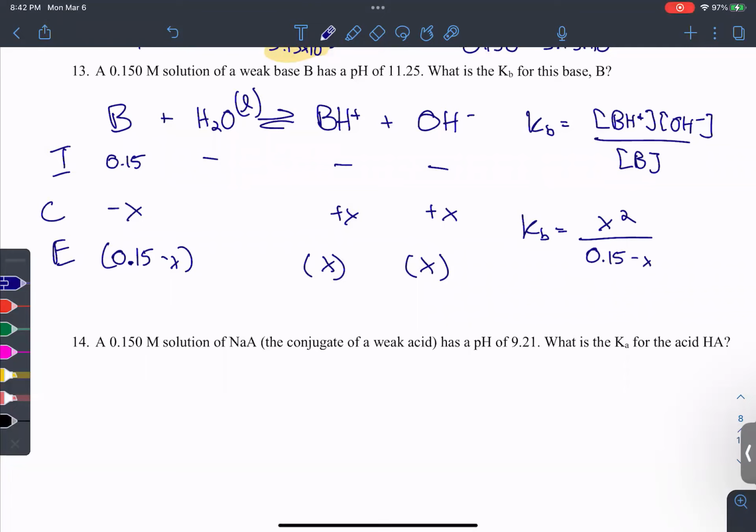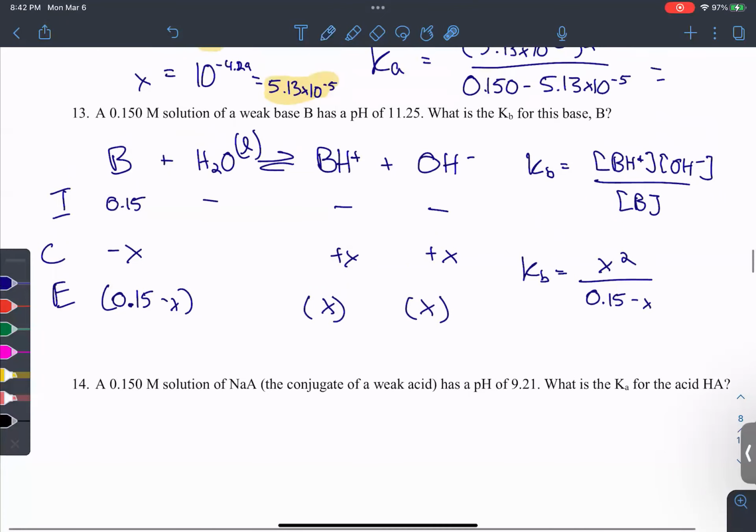Am I going to neglect that x in this example? No, I'm not. Because what's the trick here? I'm given a pH, so that technically gives me the H plus concentration at equilibrium, but there's no H plus in here. So what am I going to do with that pH? I'm going to convert it to pOH and get the OH minus concentration instead. So if the pH is 11.25, the pOH is 2.75. Is that right? Okay, good, assuming pH plus pOH equals 14 at 25 degrees Celsius.